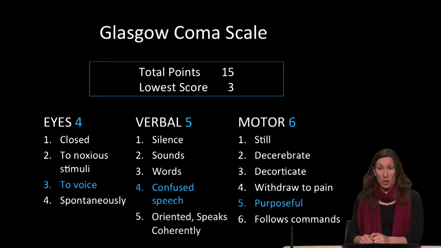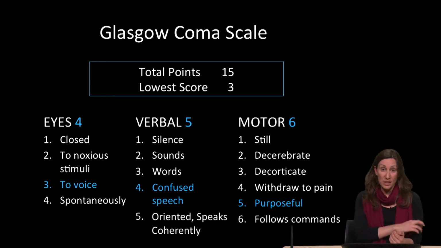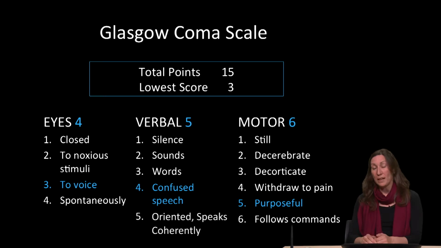And that's extensor posturing. If they have decorticate posturing, they receive a score of 3. If they are withdrawing to pain, they receive a score of 4. If they have purposeful movements, so if the nurse is putting in an IV and the patient's actually moving to push her away, that's considered a purposeful movement, and that is what our patient was doing. So he received a score of 5.